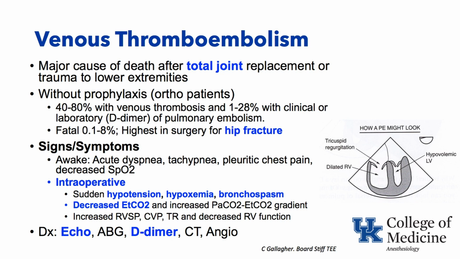Other ways to make the diagnosis: arterial blood gas showing the hypoxemia, D-dimer showing the evidence of fibrinolysis, and CT angio.